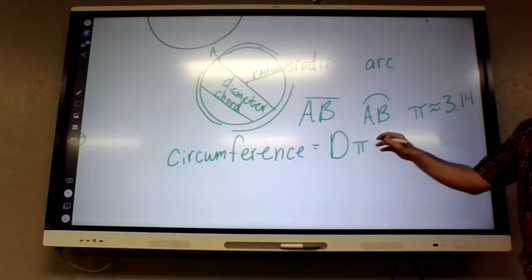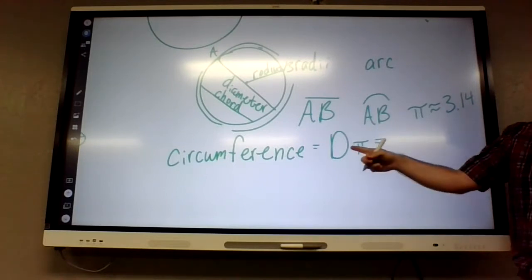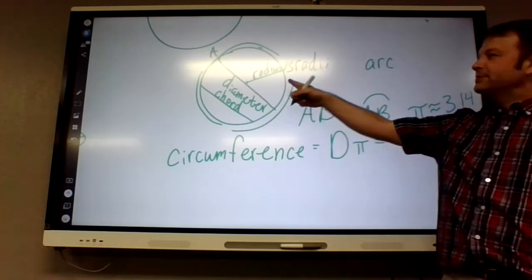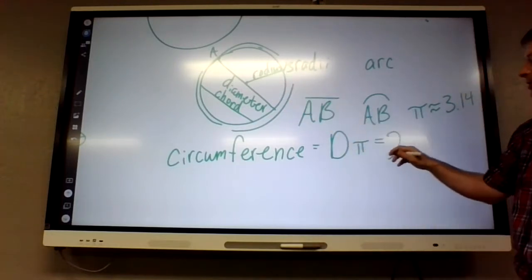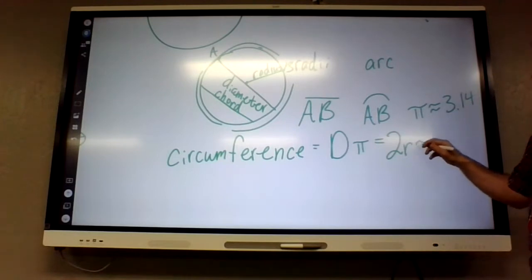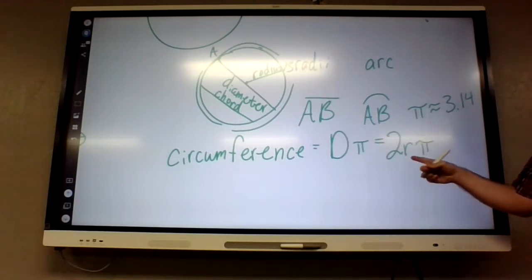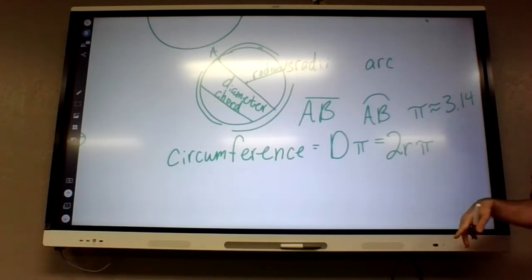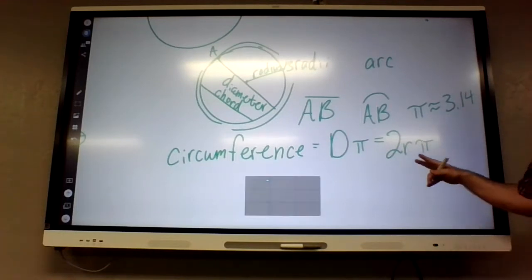But there's another way of writing this. What can I turn diameter into? Diameter is equal to what? Two times the radius. So another formula is 2 times the radius times pi. If they give you the radius, you have to multiply it by 2, and then that by pi. Both of those work.